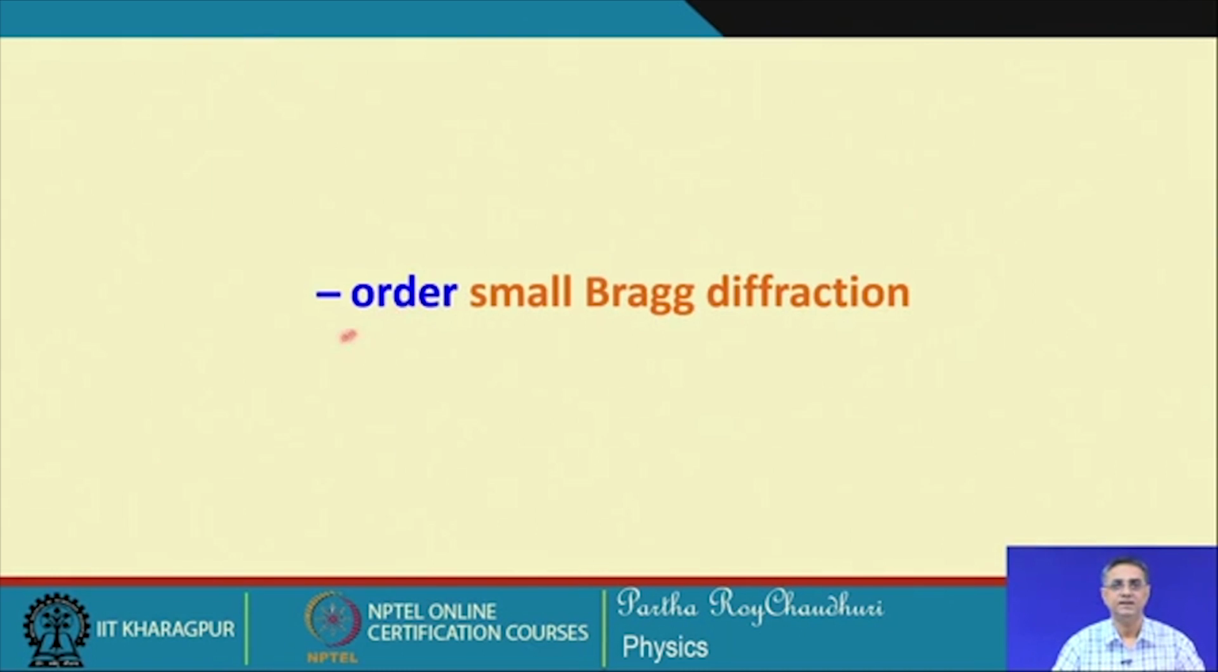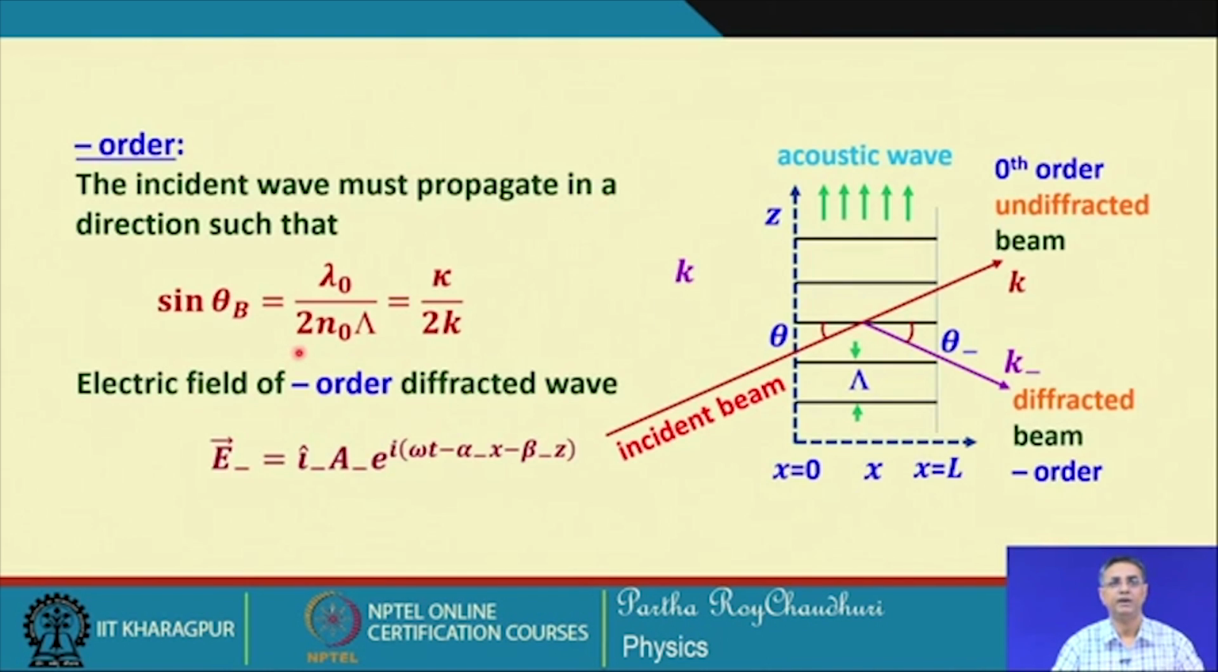Now, we will see the same thing for the minus order small Bragg angle diffraction, and it is almost the same, only the signs will be different, and we will see that this is the condition for the minus order diffracted wave. We have α₋ in x and β₋ in z. So, this α₋ and β₋ are the x and z components of the propagation vectors of the incident and the minus order diffracted wave. So, there will be coupling from this incident beam to the diffracted wave, and this coupling will be maximum when we satisfy the condition.